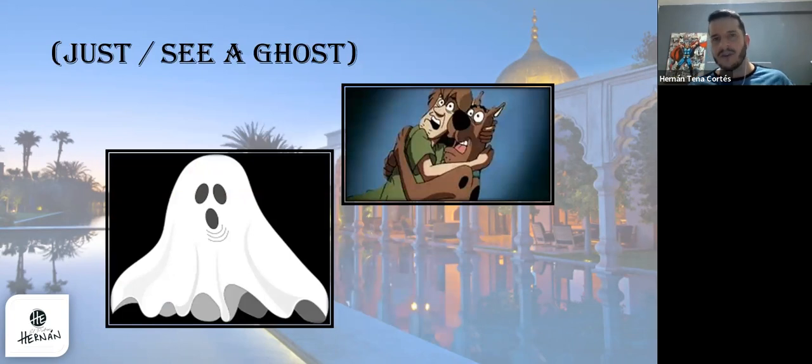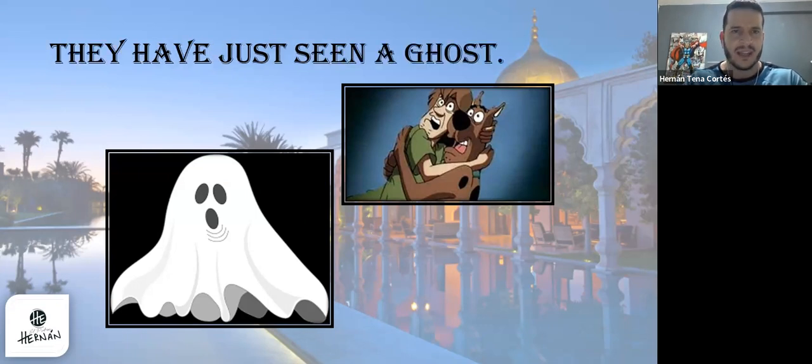Let's look at this one. All right, just. This just usually goes after the has or the have. And just means hace un poco tiempo, something that happened just a short time ago. So here we see just, see a ghost. Remember, the verb has to go in the past participle. What will we say in this situation? We would say, they have just seen a ghost. All right, let's go to another one.